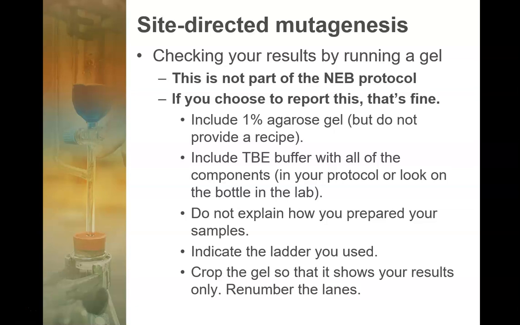Don't explain how you prepare your samples, because you would just use the 6X loading dye that we got from NEB, and that would be included in the manufacturer's directions. And again, crop the gel. It shows your results only. And then renumber the lanes so that it makes sense. It doesn't make sense to have lane 1 and then lane 7. That doesn't make sense.